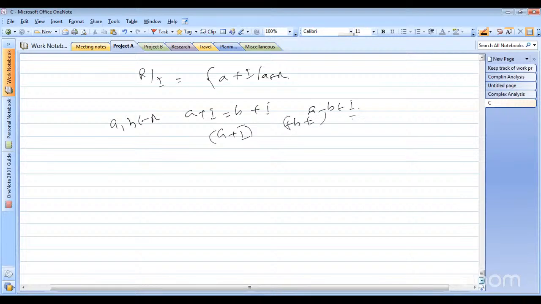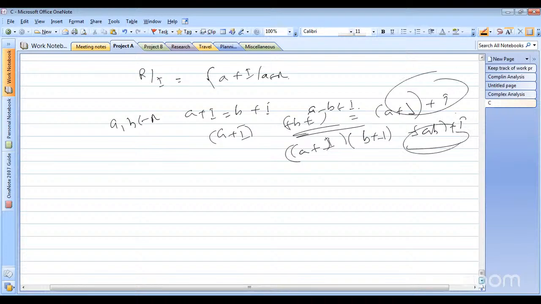For a, b belonging to R, a plus I plus b plus I is a plus b plus I, with I common. Also a plus I multiplied by b plus I is ab plus I. This is addition and this is multiplication. These two are well defined binary operations on R by I, with 0 plus I the additive identity and 1 plus I the multiplicative identity. R by I is called the quotient ring of R.